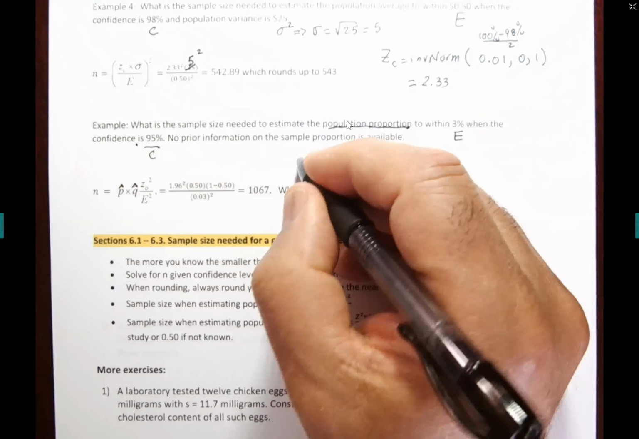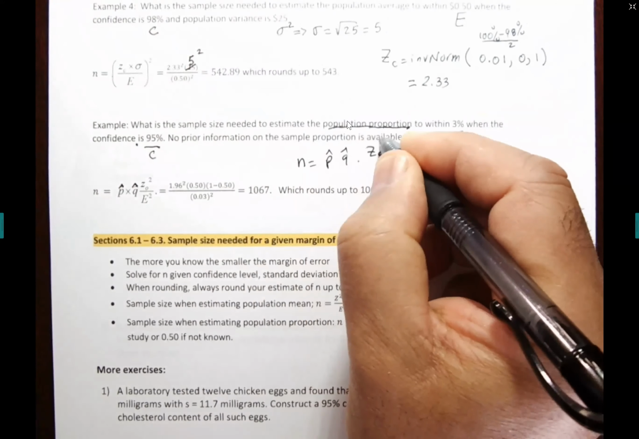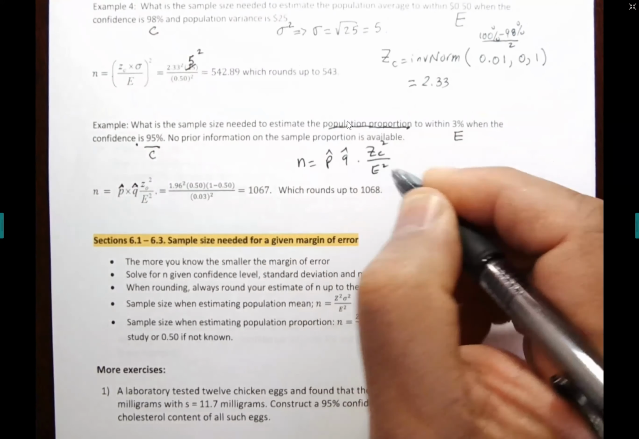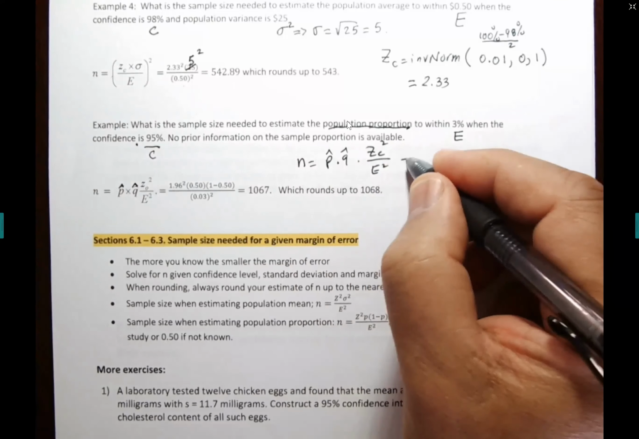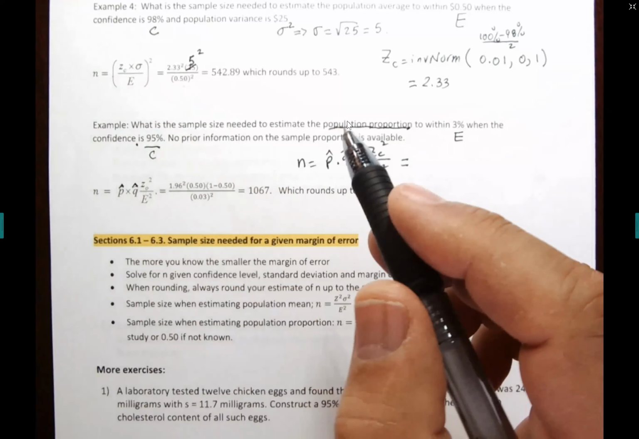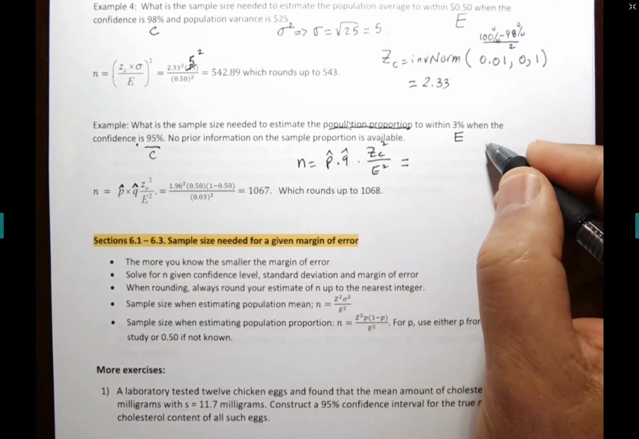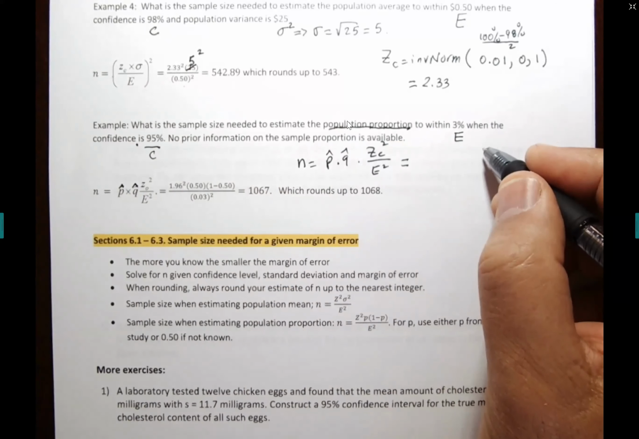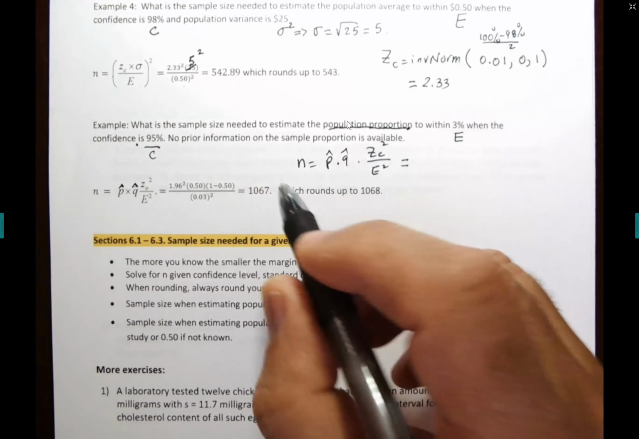When the confidence level is 95%, no prior information on the sample proportion is available. So this is the formula. Let me write it down again. P hat times Q hat times ZC squared divided by E squared equals. The confidence level is 95%. You should know now, guys, what is the critical value at 95%. It's at the bottom of table 4. For 95%, it's 1.96. You could memorize this. I think it will be useful even if you memorize it or have the table handy.